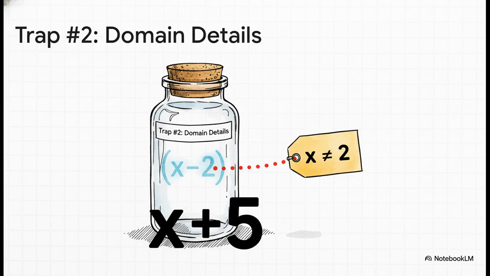The second big trap is forgetting about those domain restrictions. You get so excited about canceling something that you forget where it came from. But think about it. If the original expression had an x minus 2 on the bottom, plugging in 2 would break math, right? You'd be dividing by 0. Your final simplified answer has to have that exact same limitation. It must be equivalent to the original for all possible values.